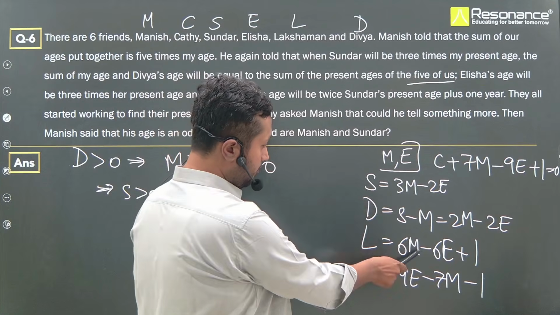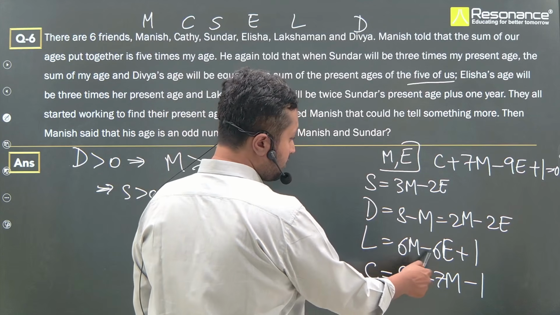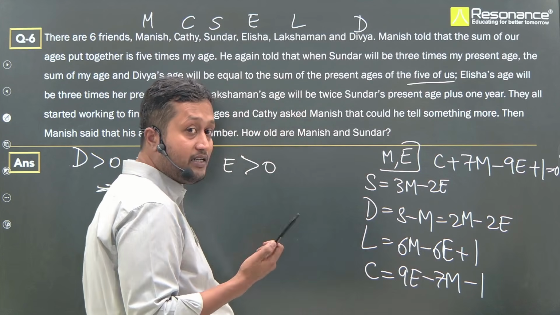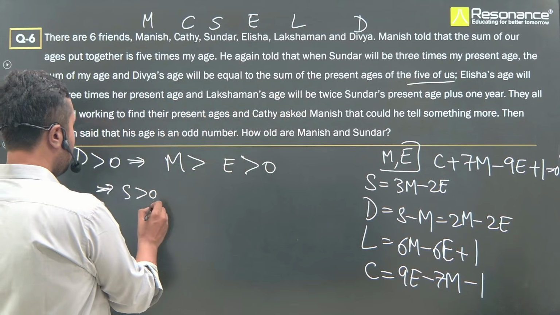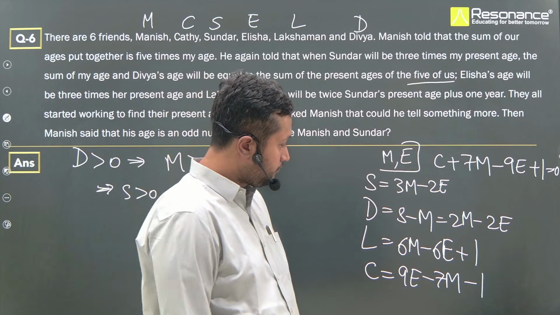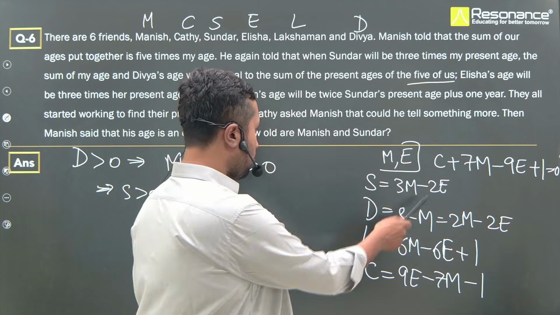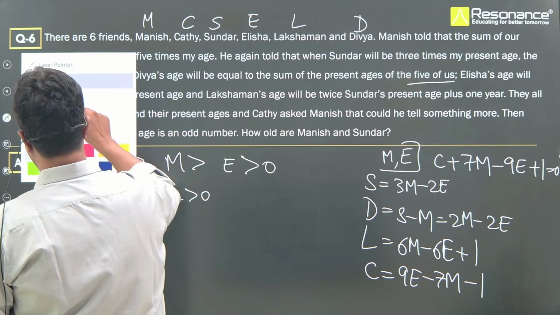Next, who's left? We can go for Lakshman. L is 6 times M minus E, but M minus E is again positive, so L is also positive, right? So these three things we could ensure. The last one, C, also has to be positive.